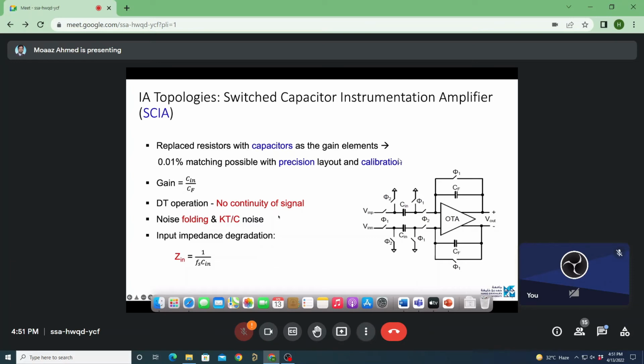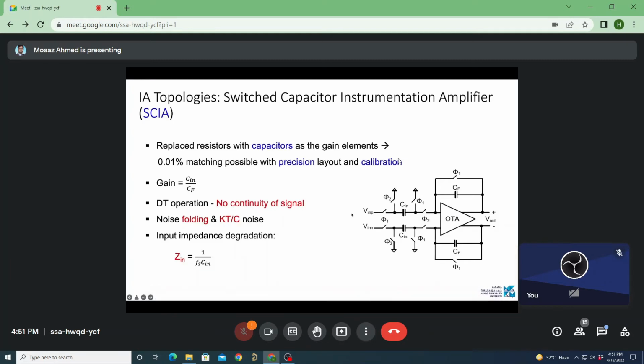Another thing is the input impedance degradation. Looking from the input side, the input impedance is defined by this expression, 1 divided by f C_in. So the problem is, if your sampling frequency f is large, your impedance drops. If you have a large sampling capacitor, your input impedance drops. And we all know that lower input impedance is not a good thing, because it loads your preceding sensor. The sensor signal is usually a weak signal. You don't want to load it.